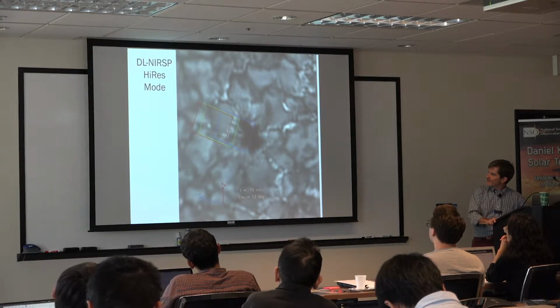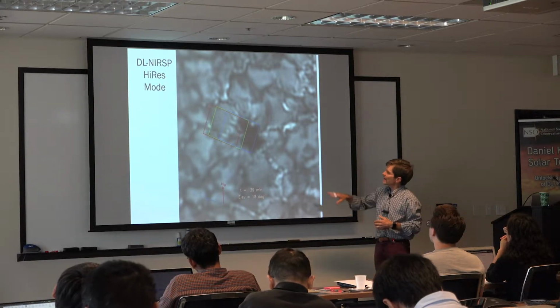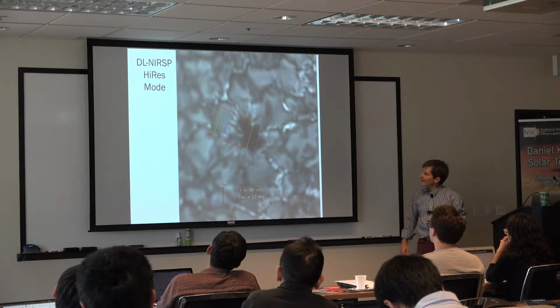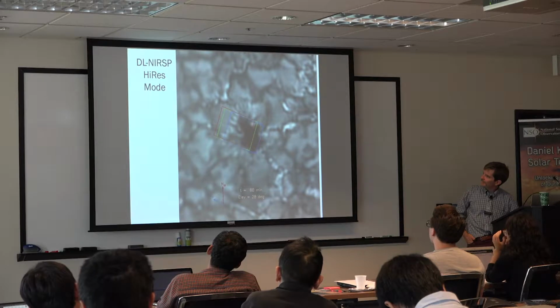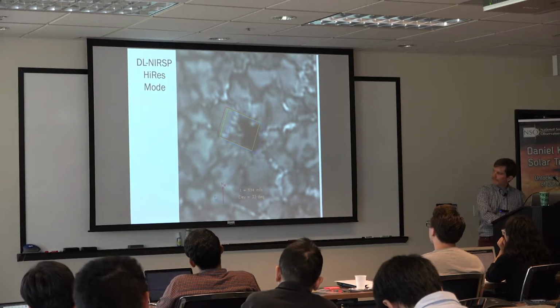So this is now a similar plot here at a slightly different time, where you see, I lost the date down there. So you just see another example of this, the DL-NIRSP effect as things are cycling through.